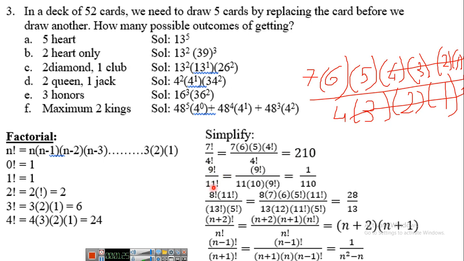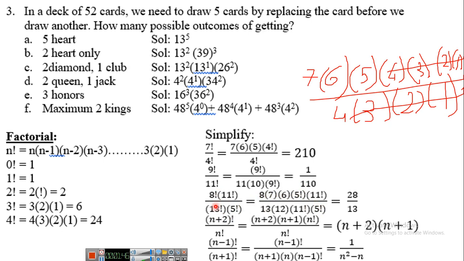Next, 9 factorial over 11 factorial. I start with the bigger number: 11, 10. When I reach 9, I write 9 factorial. 9 factorial and 9 factorial cancel out. Here you can start with 8 or with 13 and 11, or whatever. If you start with 8, you can go down to 5. Here I did it with 5: 8, 7, 6, 5 factorial, and down I have 5 factorial.